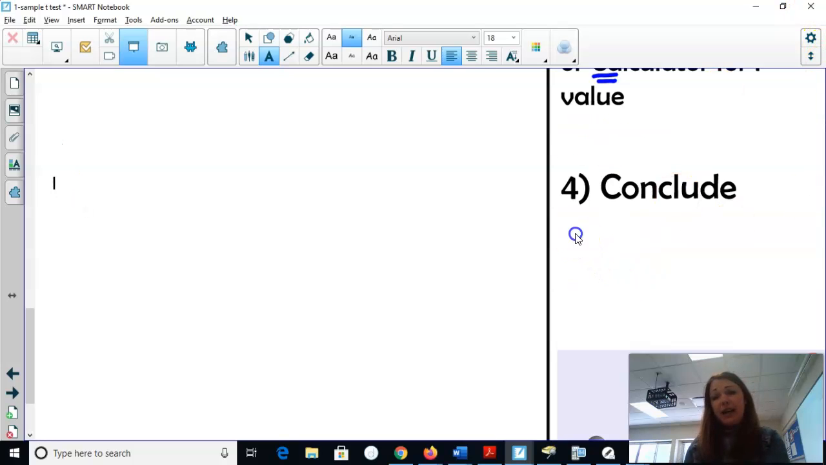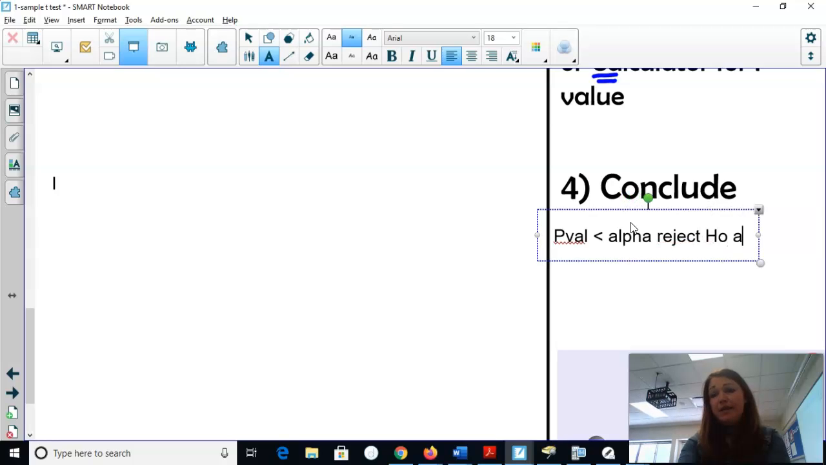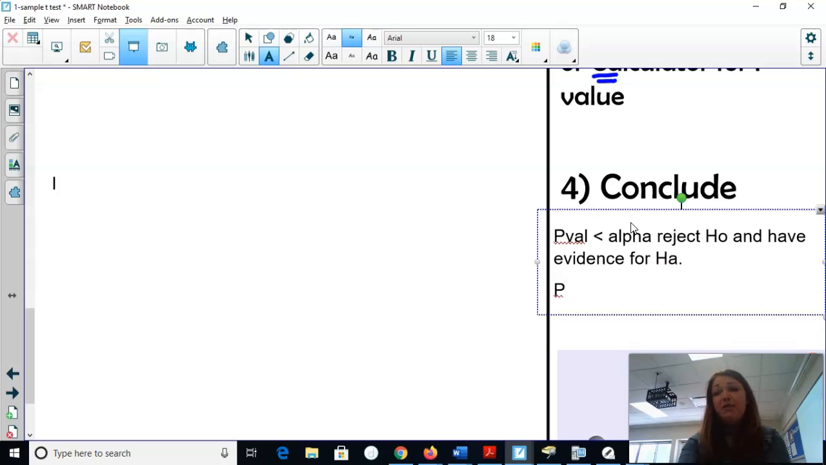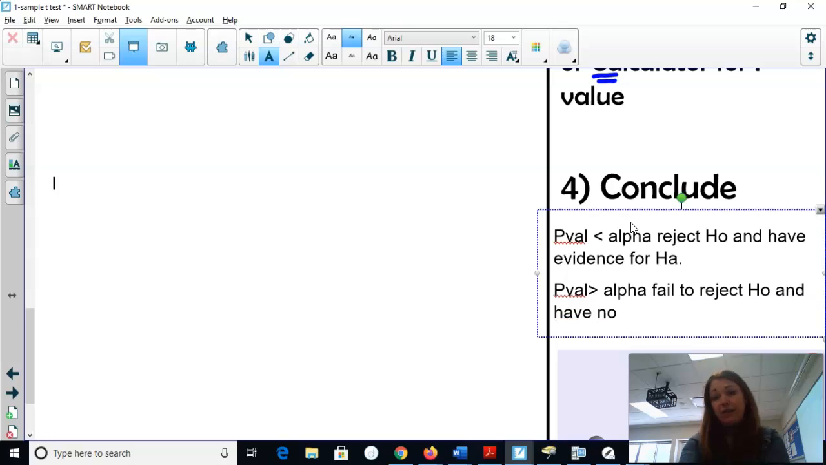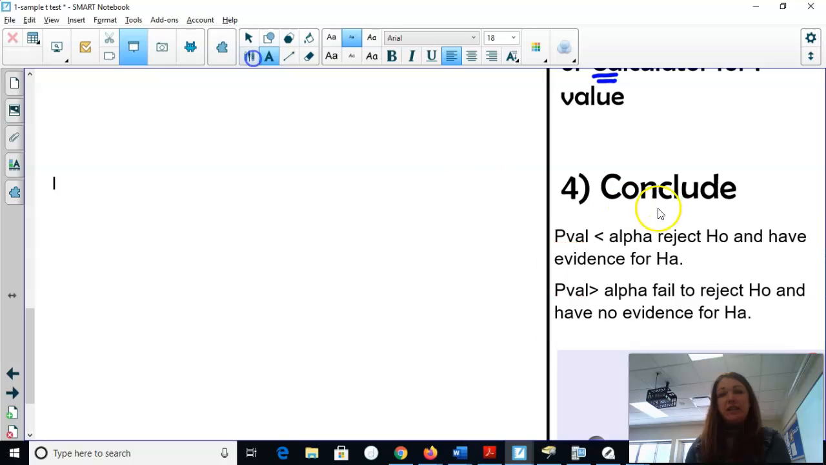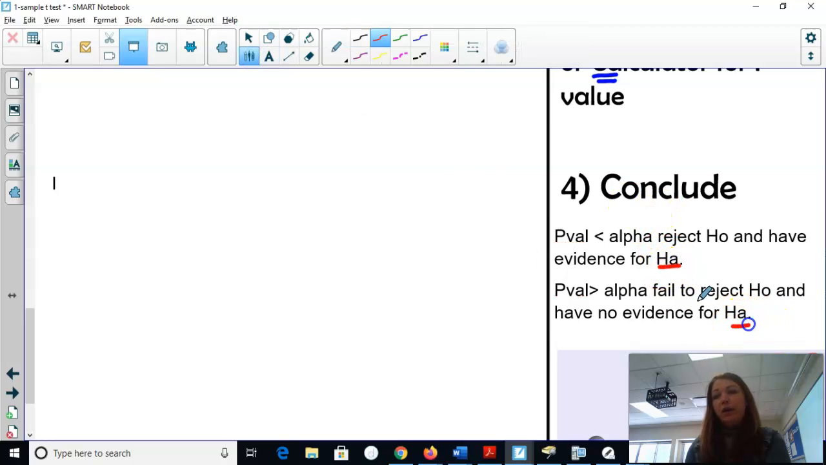Keep in mind, in a nutshell, how do I conclude? I want to look at my p-value. If it's less than alpha, I'm going to reject the null hypothesis and have evidence for HA. If my p-value is greater than alpha, I fail to reject the null hypothesis and have no evidence for HA. Remember, HA does have to be in context. One of these two things will happen.